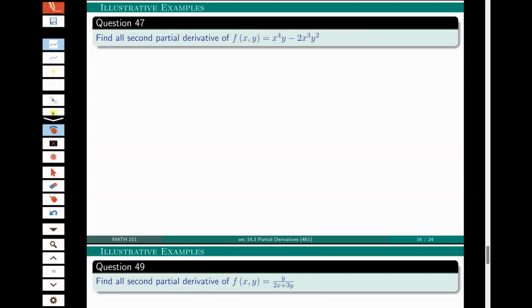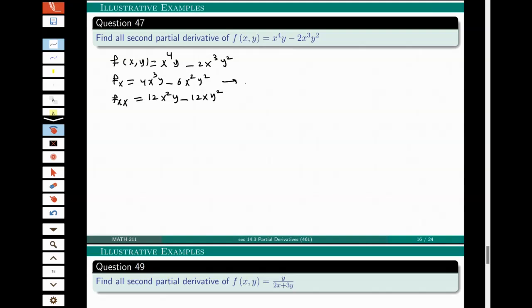Okay, so he needs the second partial derivatives, all the second partial derivatives. He said here f of x y is equal to x to the power 4 times y minus 2x cubed y squared. Okay, so what is f sub x? For f sub x, we treat y as constant, it will be 4x cubed times y minus 6x squared y squared. f sub xx will be 12x squared y minus 12x y squared.